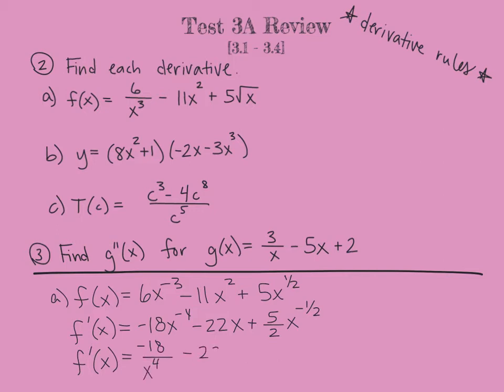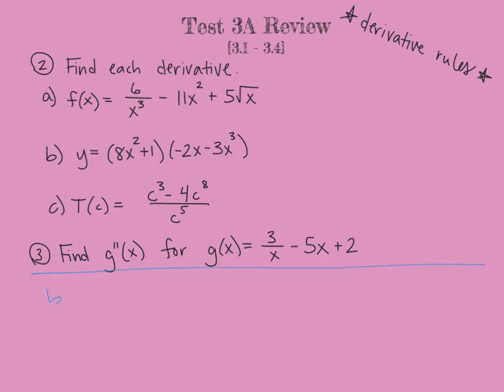This is just minus 22x, and x to the negative 1/2 means the square root of x, but it's in the denominator since the 1/2 is negative. And so that is how this would likely be written in proper notation for part A.